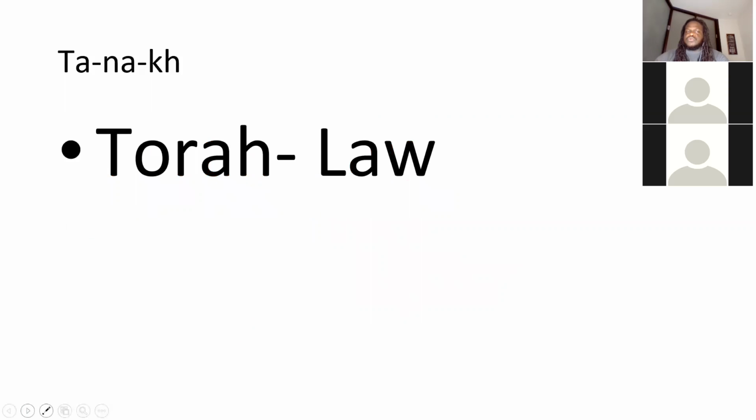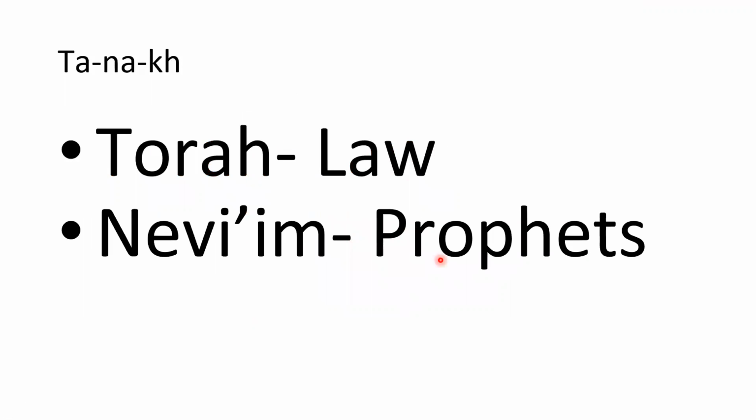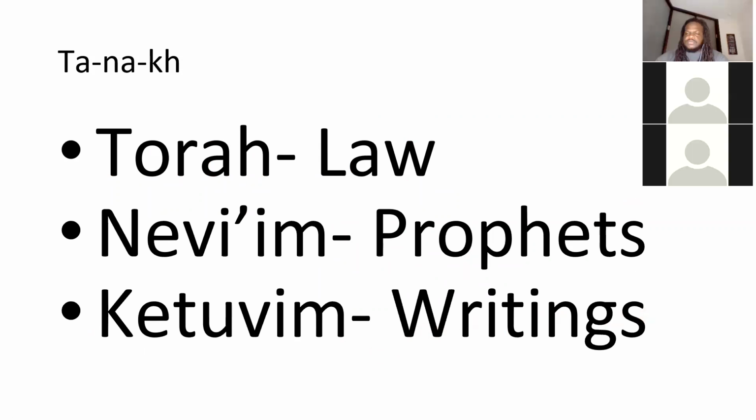He is referring to the Tanakh, which is Hebrew scripture: the Torah, which represents law, the Nevi'im, which represents prophets, and the Ketuvim, which represents writings or psalms, like he mentions in that scripture. So when Jesus refers to the Old Testament, he's always referring to the Jewish organization of the Old Testament, which is the Tanakh: the Torah, which is law, the Nevi'im, prophets, and the Ketuvim, which is writings.